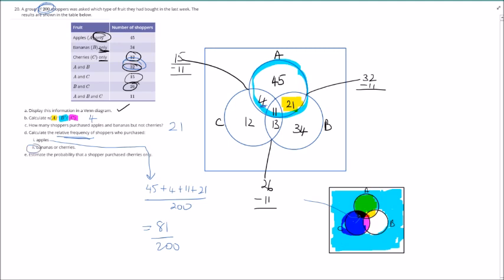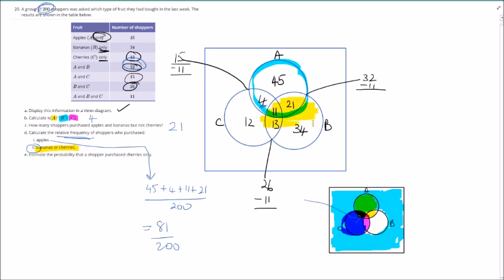Bananas or cherries? So or means union. Bananas or cherries? Oops, did not mean to do that. That is super annoying. Right. Bananas or cherries? I'll do it in yellow.